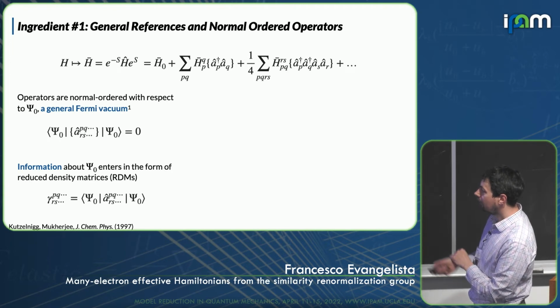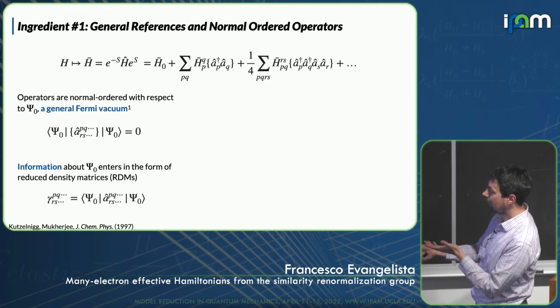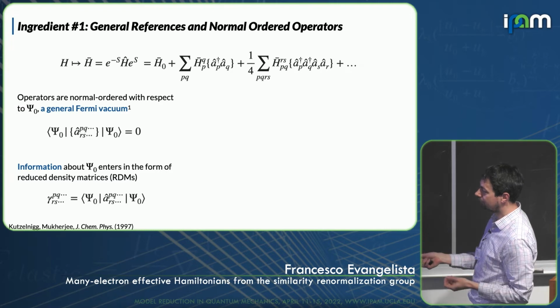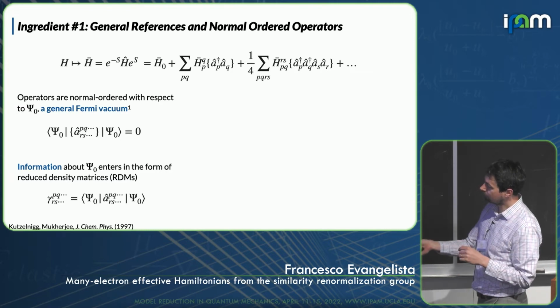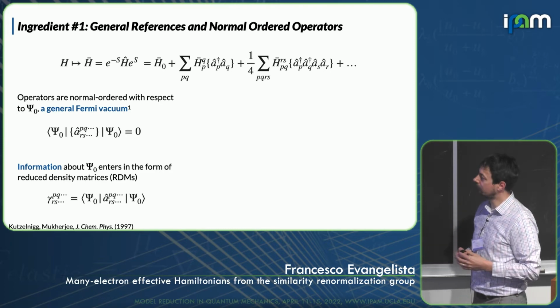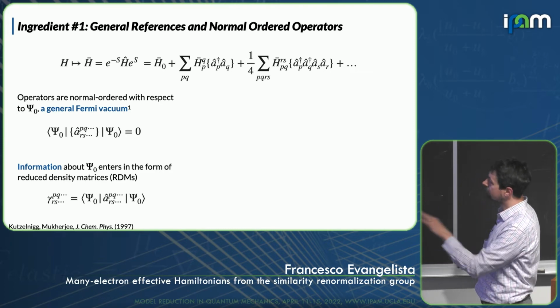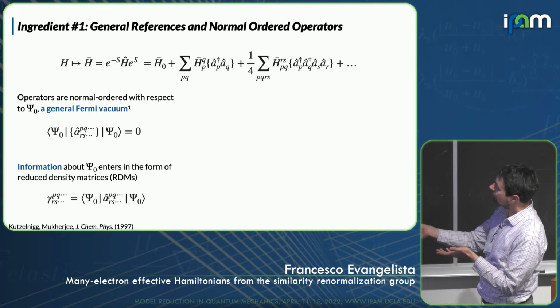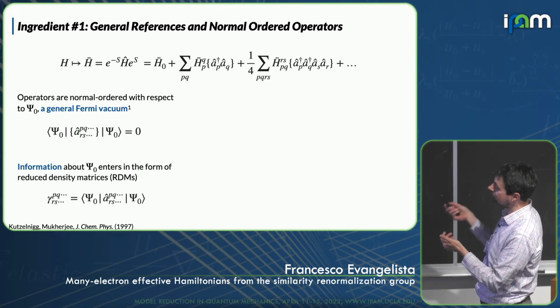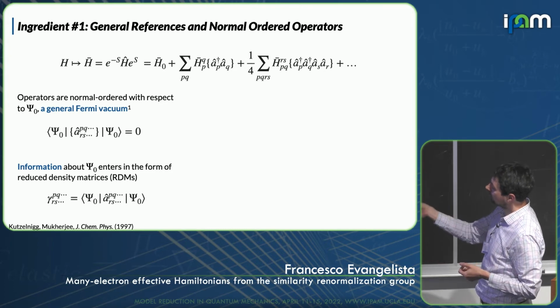And now the information about the state enters through the reduced density matrices of the zeroth-order state. These quantities are going to play an important role in the formalism I set up, but I'm going to gloss over these aspects. So when I introduce this form of normal ordering, I can express the transformed Hamiltonian in a normal-ordered form. And now those are normal ordered.